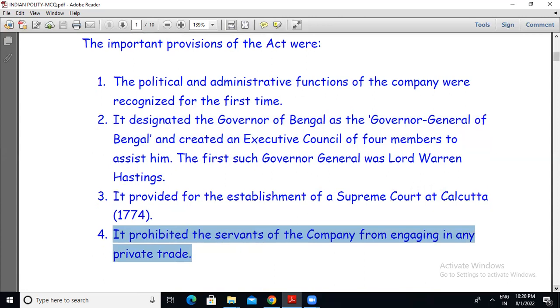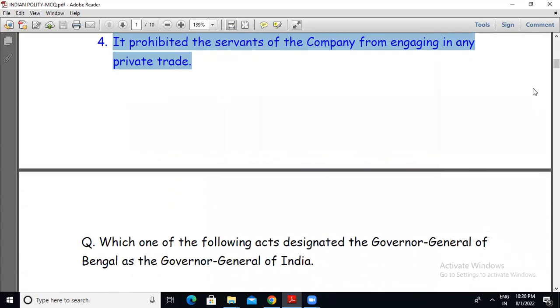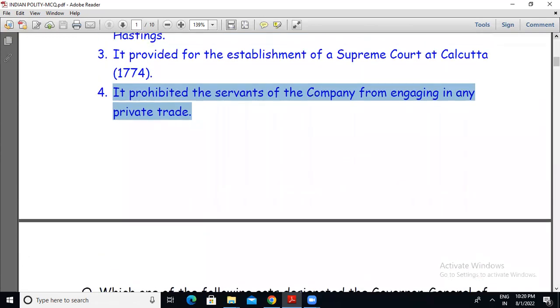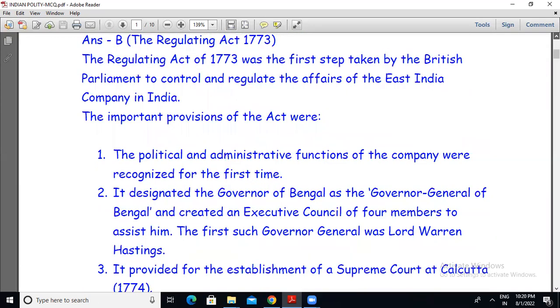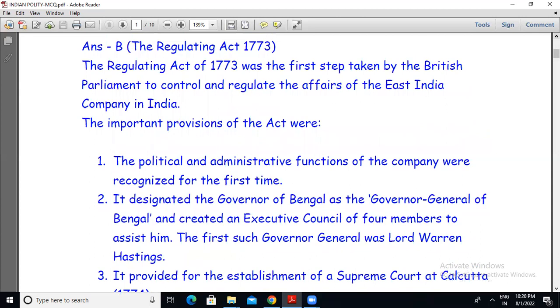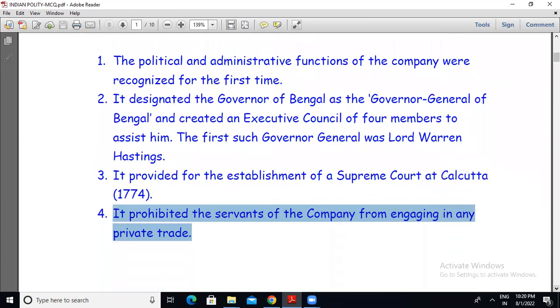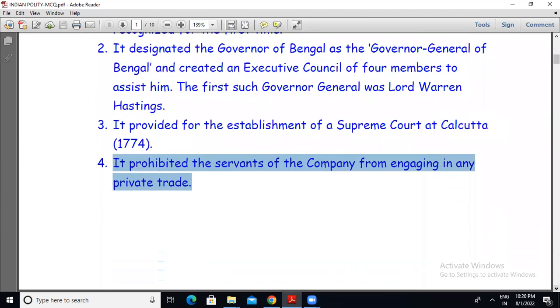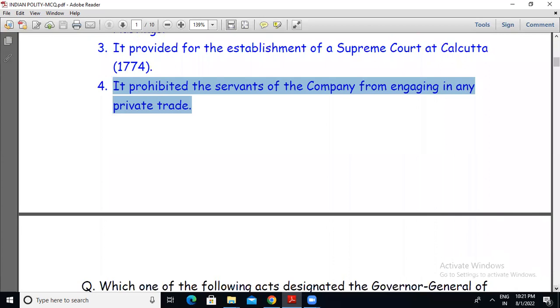So if we talk about the important provisions of the 1773 Regulating Act, the first one is that it designated the Governor of Bengal as Governor General of Bengal. The first Governor General of Bengal was Warren Hastings. The Supreme Court was established, and then it prohibited the servants of the company from engaging in any private trade.